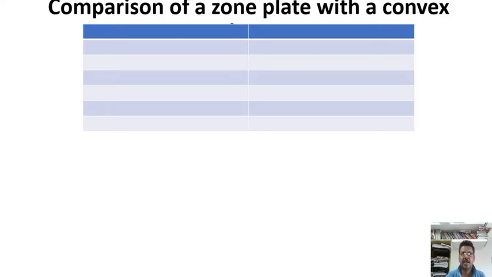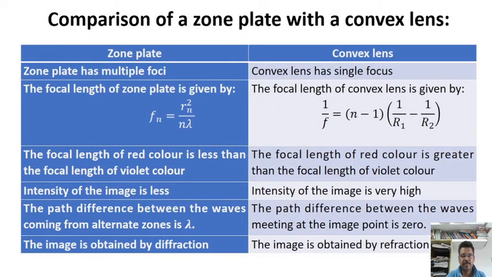Then the comparison of a zone plate with a convex lens, which we can observe in these diagrams. Now here is the comparison of a zone plate with a convex lens, and also the difference between the positive zone plate and the negative zone plate. First, we will discuss the zone plate and the convex lens. A zone plate has multiple foci, whereas a convex lens has a single focus. We can observe the difference here. The zone plate focuses at different points for different radii, that is, multiple foci.